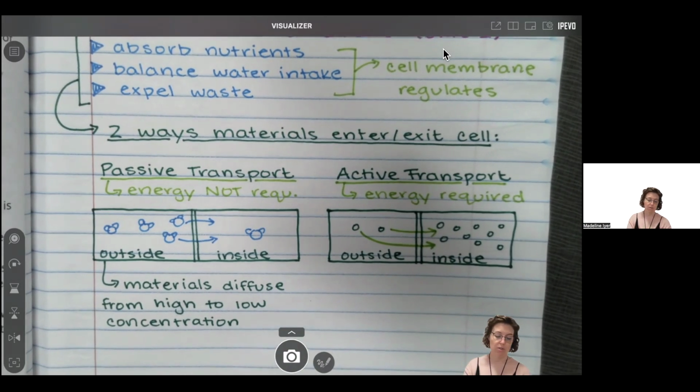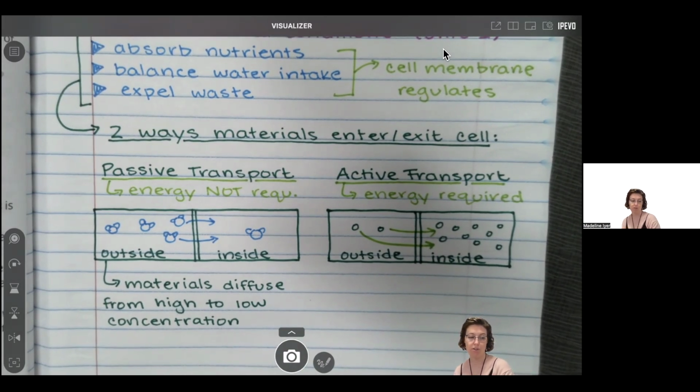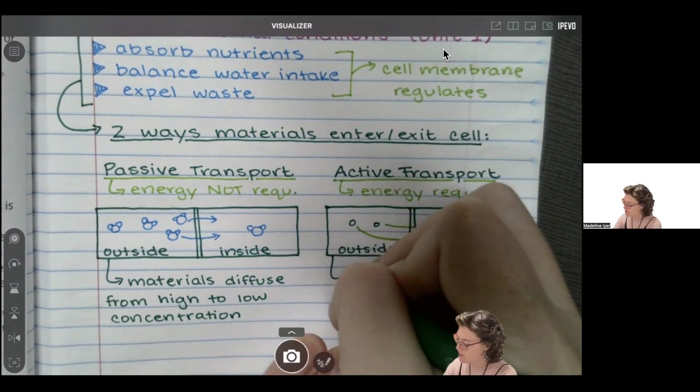So active transport requires energy, because you're moving materials from an area of low concentration to an area of high concentration, the opposite of the natural flow of things.